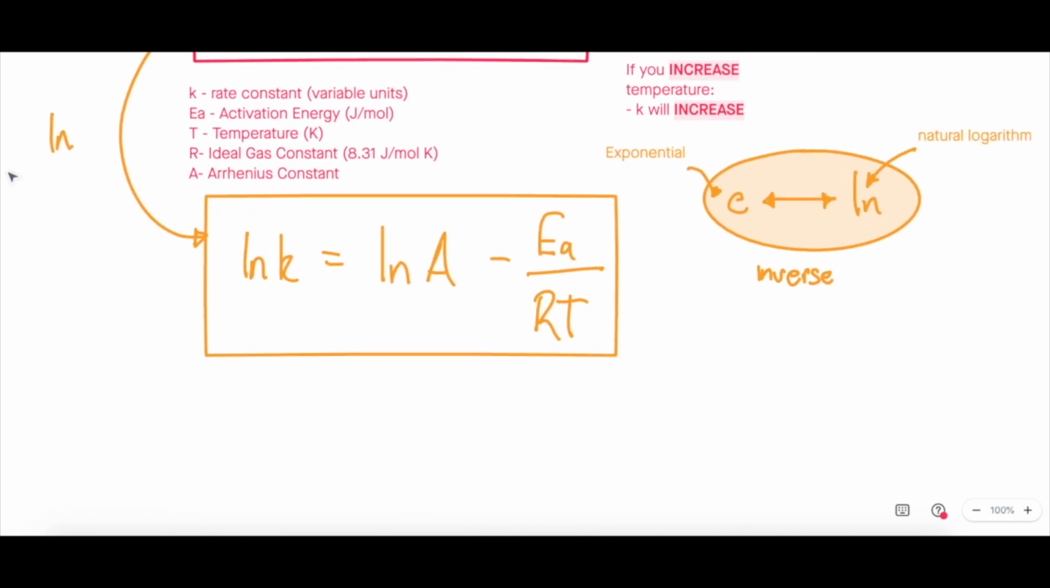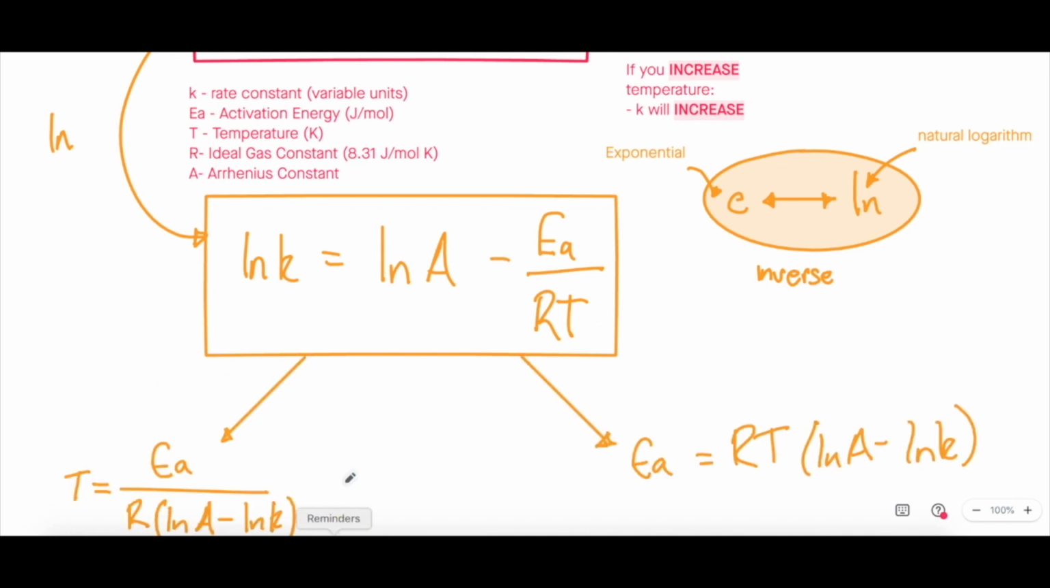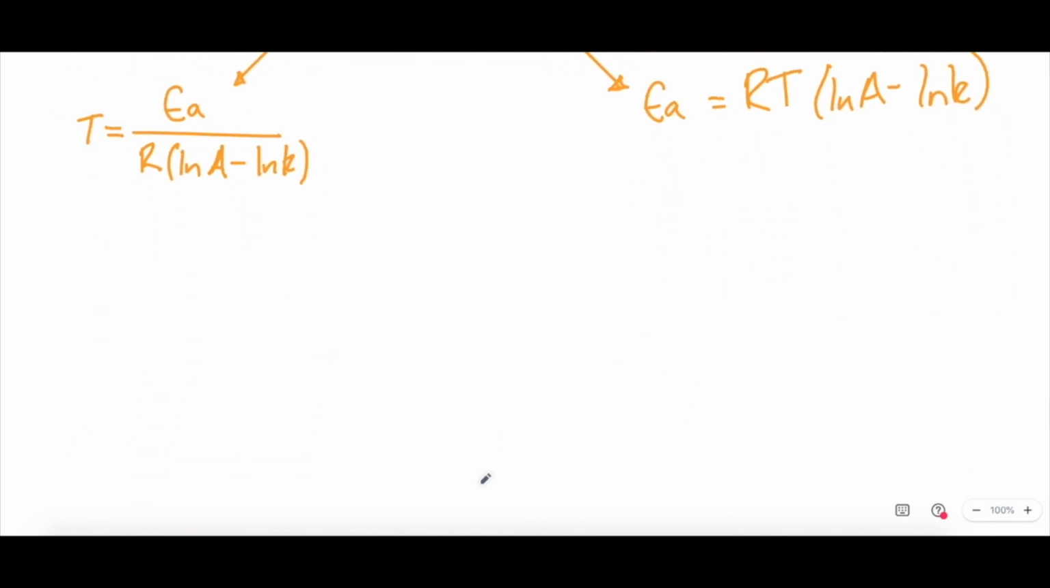Another useful thing you can do with this equation is rearrange it to make T the subject and to make activation energy the subject. When you do that, you'll get T is equal to activation energy over R, in brackets ln A minus ln k. And for the activation energy one, that's equal to RT, and in brackets ln A minus ln k. This is useful when you've got a question asking you to work out one or the other and they've given you all of this information. It's better understood by doing a question, so let me show you how to use this.